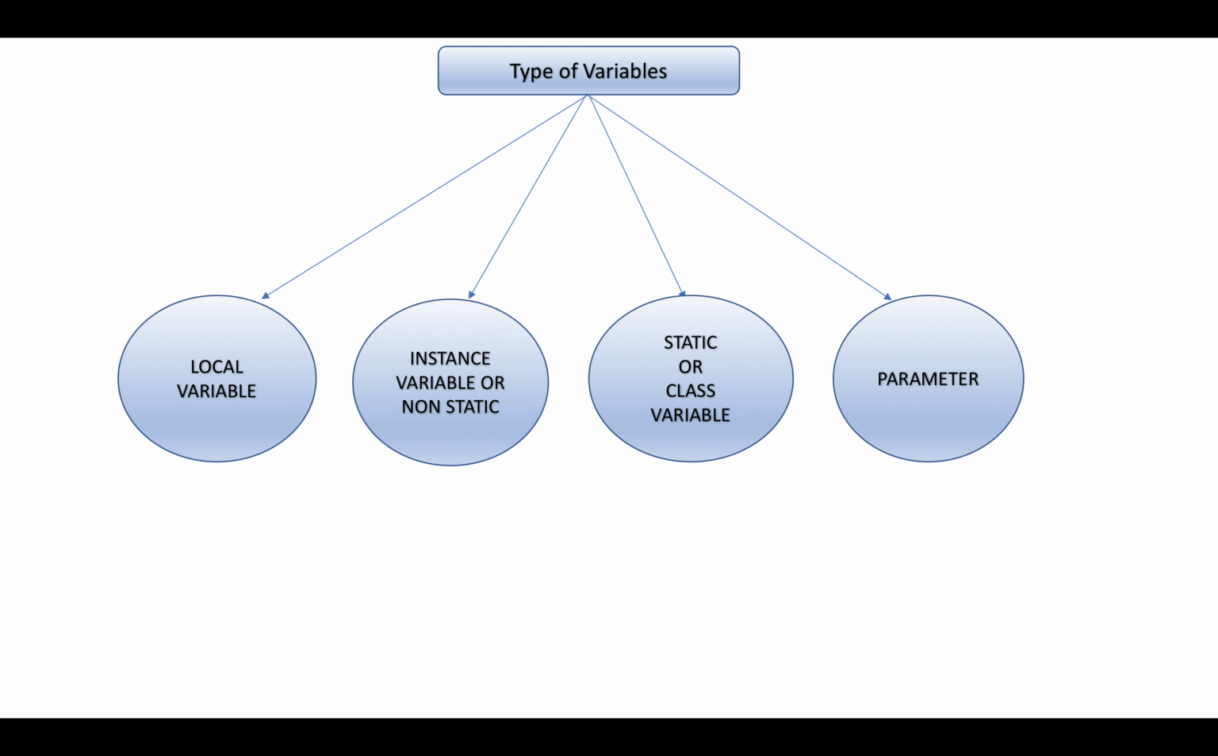Now the types of variables. How many types of variables are there in the Java language? Broadly, we can categorize variables into four different segments. One is local variable, another is instance variable, also called non-static variable. Another is static variable or class variable. Another is parameters. We will discuss them one by one. Parameters we'll see when we discuss methods in the next video. The rest of them we'll look at.